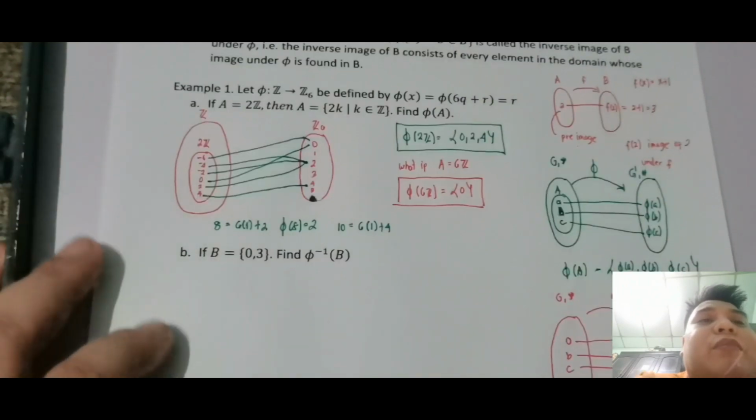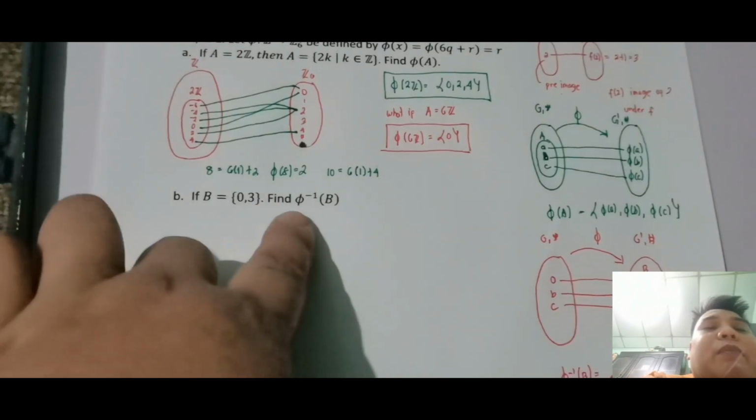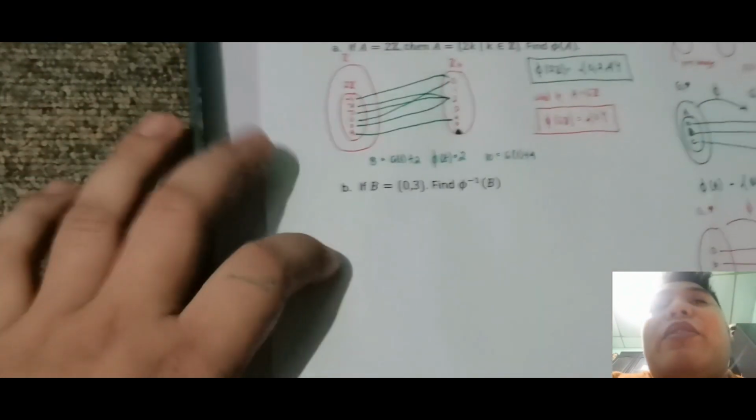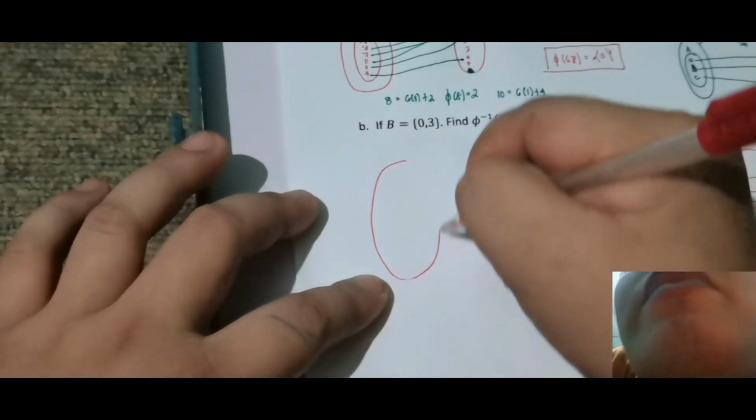So, next, number 2. Ito yung kabaliktaran naman, no? So, if B is equal to 0, 3, find P inverse of B. So, ito medyo tricky ulit. So, ito, sulat ko ulit dito yung ating malaki na drawing.